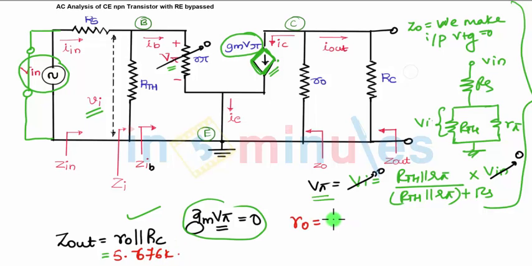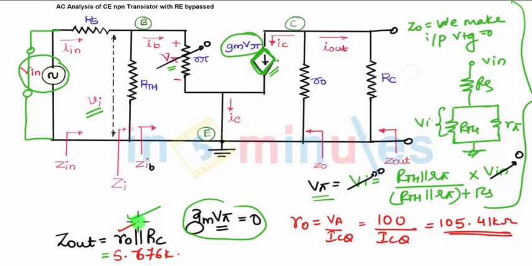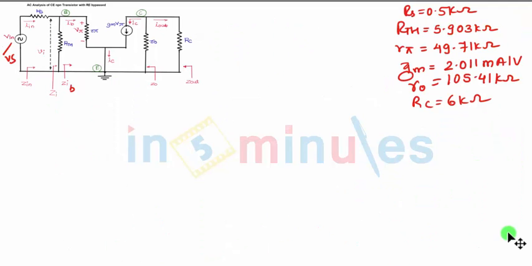What is the equation for ro? VA upon ICQ. How much is the value of VA given in the question? 100 volts. So 100 divided by the value of ICQ will give you the value of small ro, right? So it will be 105.41 kilo ohms. So you have found the value of ro. Once you know ro, Rc is given in the question. The value of Rc given in the question is how much? 6 kilo ohms. So it will be 105.41 K in parallel with 6 kilo ohms. This value will give you 5.676, which is ro in parallel to Rc, right? This is the output resistance.